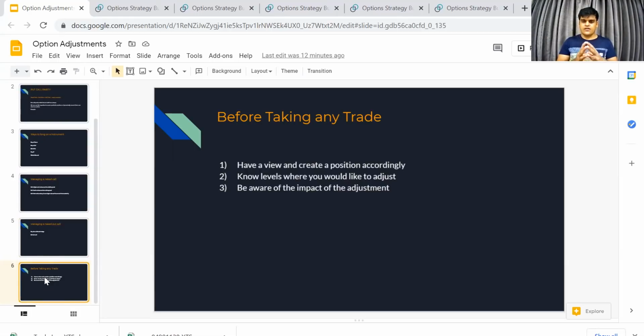Only adjust when certain levels are broken. See, if you adjust every few minutes, you'll only be doing adjustments, right? So only adjust when your view changes considerably and be aware of the impact of the adjustment. Whatever adjustment you do, you should know. Suppose you're selling an additional call, you know that if the market reverses again, you'll face some losses. So always know your break-even legs, and be aware of the adjustment and what the impact of that adjustment is.